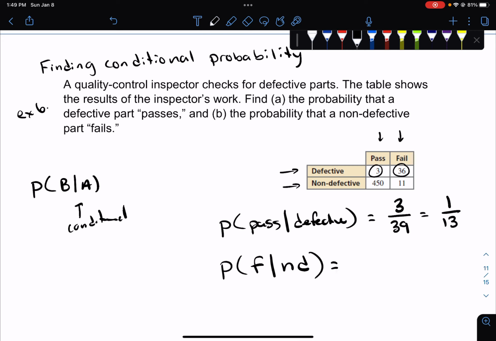If I look at the non-defective list right here and add those together, that's 461 parts that are not defective. 11 of those fail. Even though they're not defective, they still fail. So it would be 11 out of 461 fail if they are non-defective. All right, so that's called conditional probability. What's the probability that something happens given the condition that something else already happened?